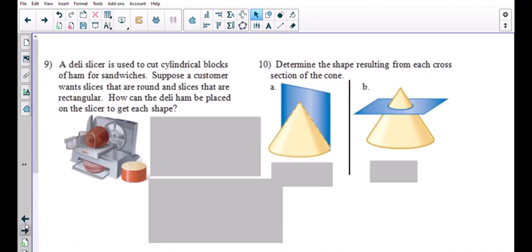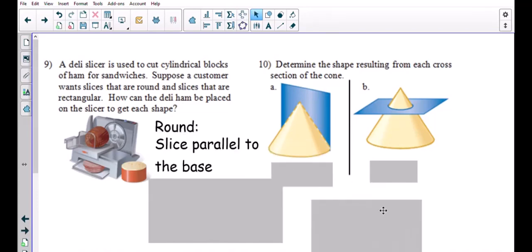All right, number 9. A deli slicer is used to cut cylindrical blocks of ham for sandwiches. Suppose a customer wants slices that are round and slices that are rectangular. Picky customer. How can the deli ham be placed on the slicer to get each shape? So if we want to get those round slices, we're going to slice this thing parallel to its base. So actually the way it is right here, if you're taking this thing, this part moves and slides across, then you're going to be able to get your round slices, which we can kind of see popping out the bottom here.